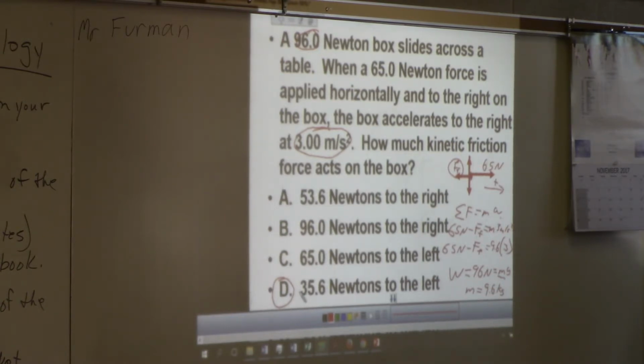So a little bit of a wrinkle in that they give you the weight. Some of my students will say, oh, 96, that's the mass. It's like, no, that's the weight. W is equal to mg. It's a pretty easy calculation to go from mass to weight or weight to mass.